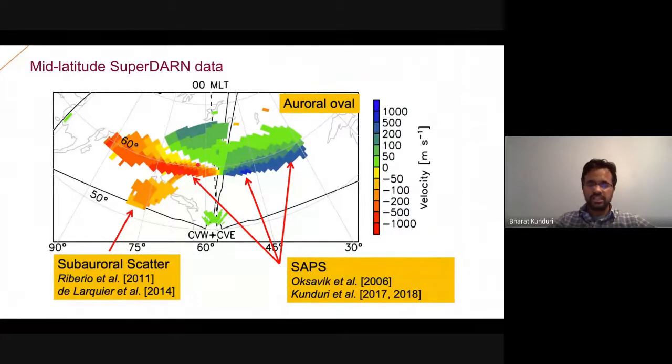This is what a typical SAPS channel looks like in SuperDARN observations. And if you move further equatorward, we also make measurements of subauroral scatter, which is usually observed during quiet times, and there have been a few studies that have discussed this. These are typically of much lower velocities compared to what you see in SAPS flows.